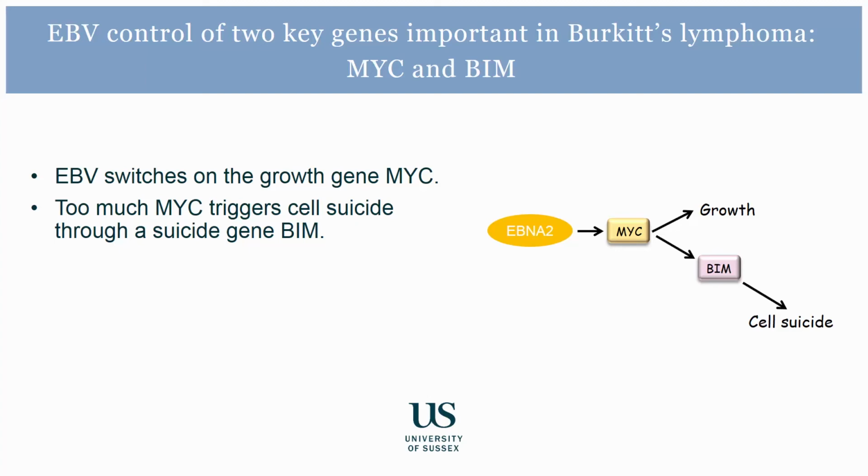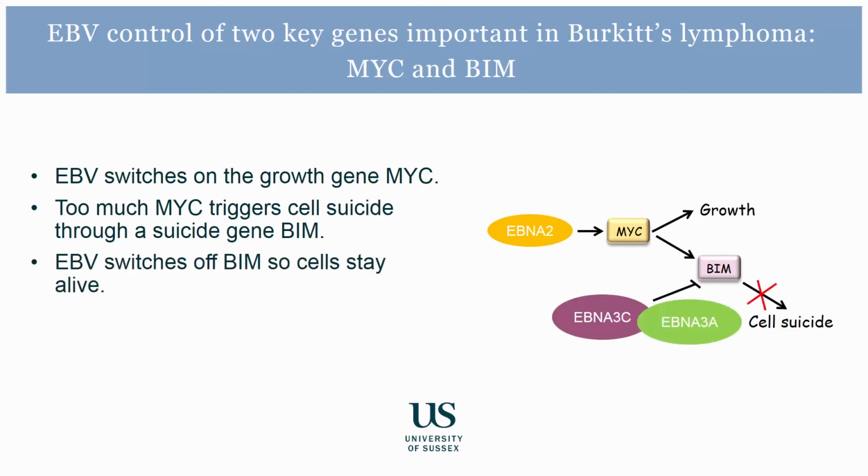And they do this by switching on another gene that's called BIM. So this is this relationship between MYC and BIM. Well, that's no good for the virus. The virus doesn't want this to happen because it won't be able to survive in the infected cells. So what it does is it produces another couple of proteins that switch BIM off. So it keeps driving things in this direction and stops the cells from killing themselves. And as I explained to you before, that's really not a good thing for the host cell, but it's a good thing for the virus.